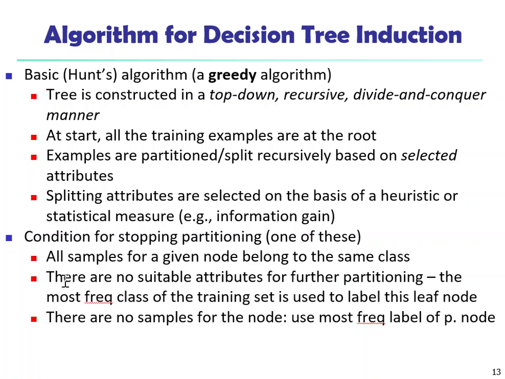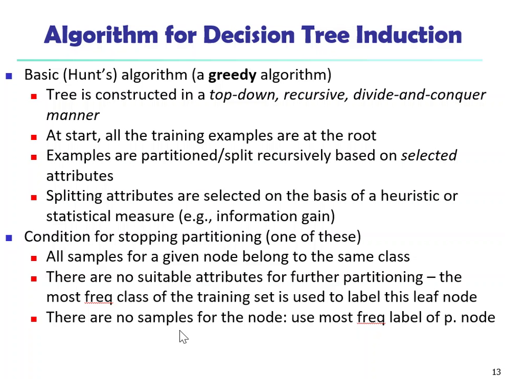The second possibility is there are no suitable attributes, as we mentioned earlier. All the attributes have been tested, and there's no attribute that can be used to further divide the training examples in the node. In this case, we're going to assign the most frequent class label of the training set in the current node to label this leaf node. We're going to see some examples shortly. This is pretty straightforward and intuitive.